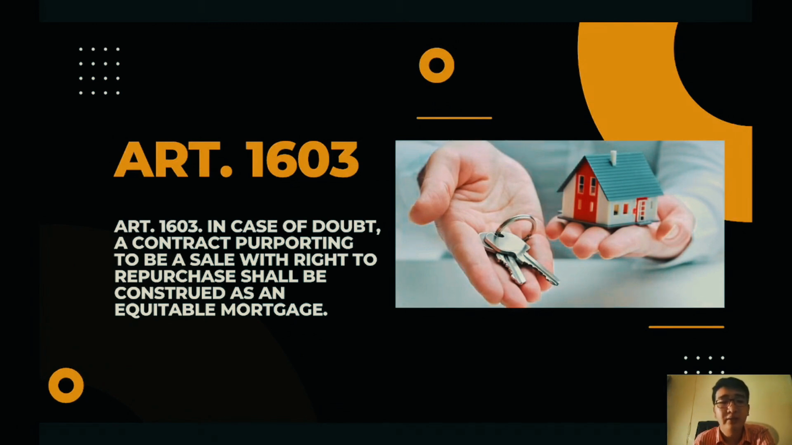Article 1603, in case of doubt, a contract purporting to be a sale with the right to repurchase shall be construed as an equitable mortgage. Meaning, if the sale is a pacto de retro sale, hindi mo siya i-presume as sale. Ang presumption dyan is equitable mortgage. Okay? Yun yung sabi ni Article 1603. Basta pacto de retro sale siya, ang presumption mo dyan, equitable mortgage. What do you mean? Ang ibig sabihin yan, baka ang intent is mortgage.